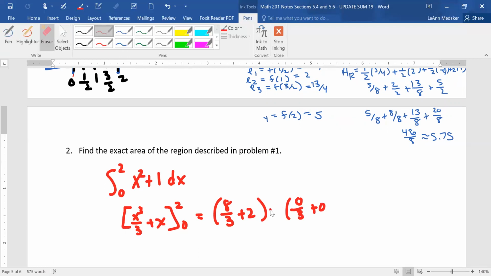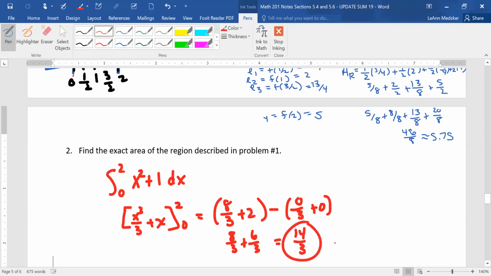Because remember, it's f of the top limit minus f of the bottom limit. So this is, let's get a common denominator, 8/3 plus 6/3. This is just 0, so that's not going to do anything. So this is 14/3. That's the exact area. If you divide that, you'll see it's somewhere in between the ones we got. It's about 4.67. So notice we were overestimating a little bit on our left and right endpoints.